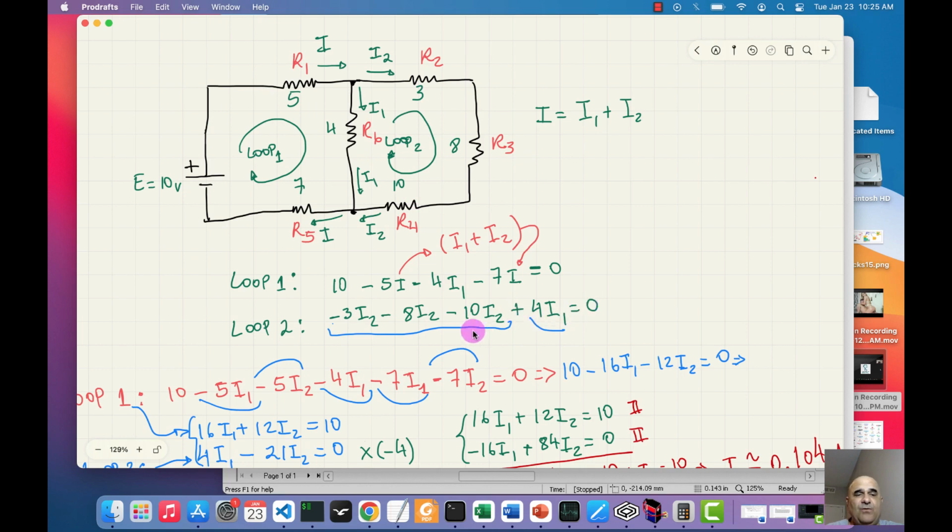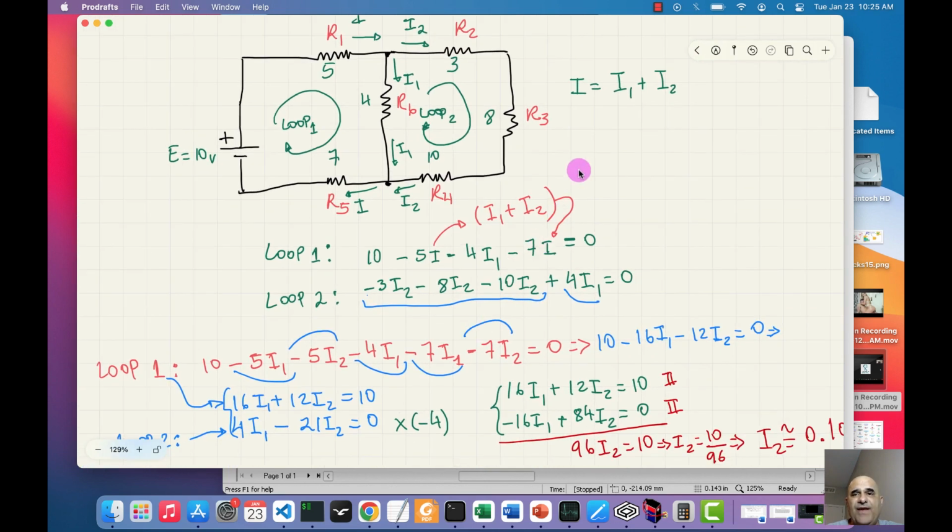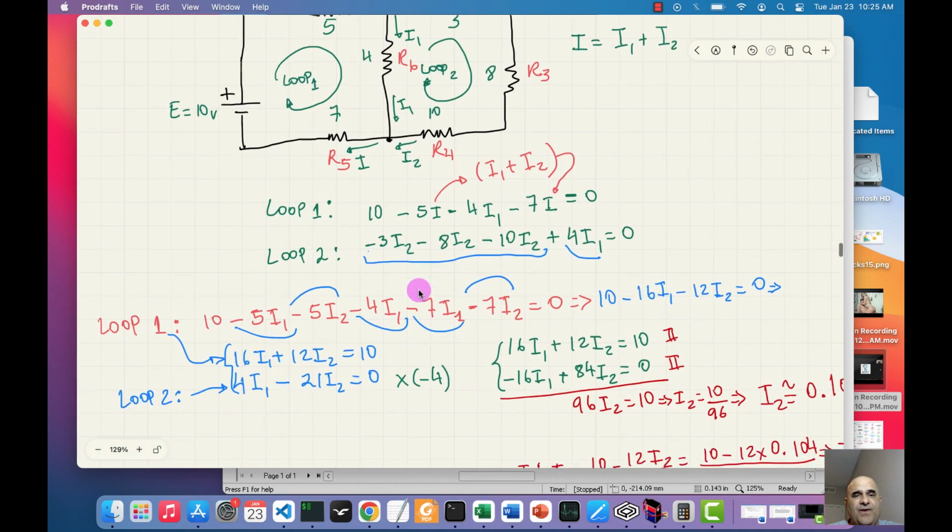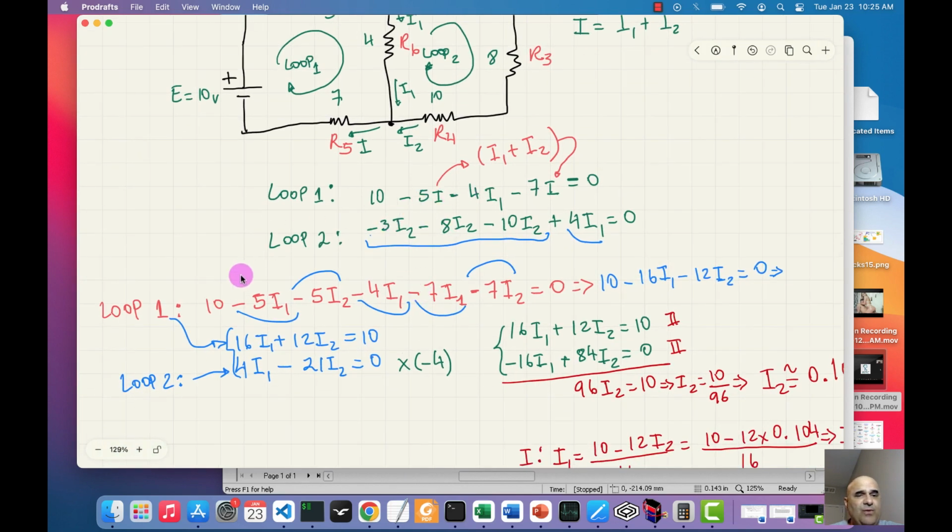Okay. Well, I know that I equals I1 plus I2. I can replace over here and here. When I do that for the loop number 1, I have this expression. Solving algebraically, I will have this final expression, which is the same as this equation here. So I just found one equation for the loop number 1.